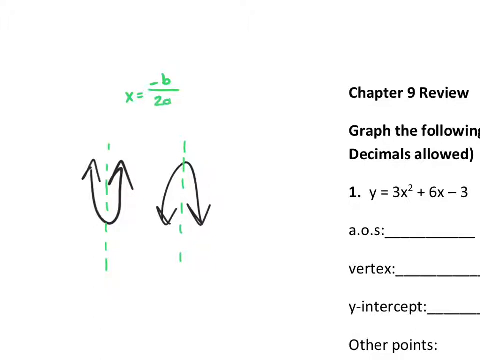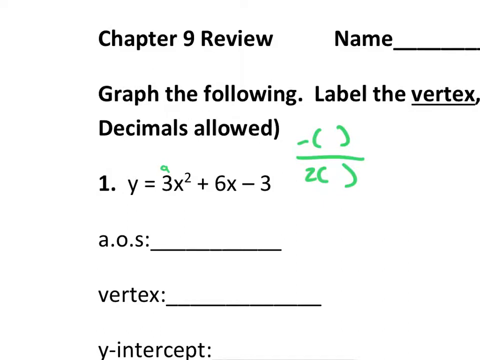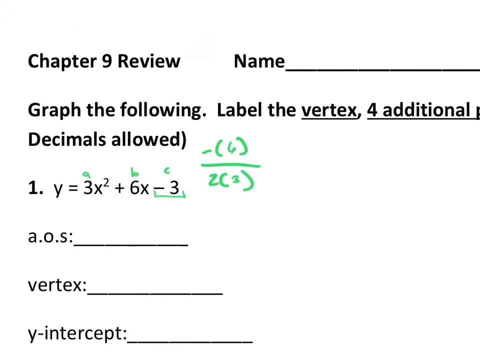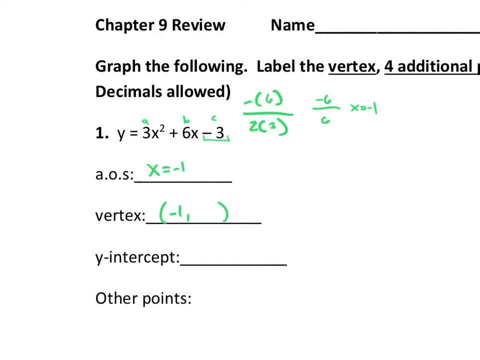And it comes from the formula that helps us find the x-coordinate of the vertex, because the axis of symmetry has to pass through the x-coordinate of the vertex. Which means for this one, we're going to start off by doing negative b over 2a, where a is 3, b is 6, and c is negative 3. So negative b over 2a is going to give us negative 6 over 6, which gives us an axis of symmetry of x is equal to negative 1. It also tells us that the x-coordinate for our vertex is negative 1.